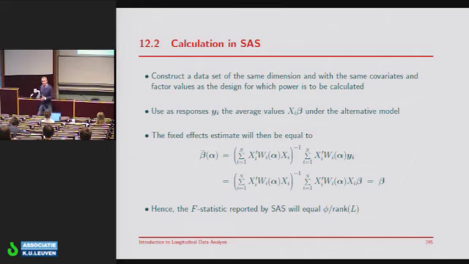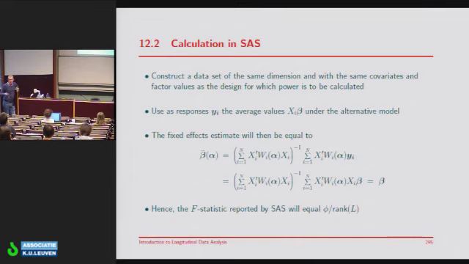All right. So let's do that. How will I now make sure that the data set that I set up is such that if I fit my model to that data set, the fixed effects that are estimated are exactly the values that I had in mind? Well, what you need to do is use as responses just the average values that you want to obtain.